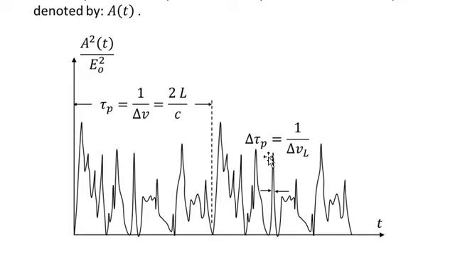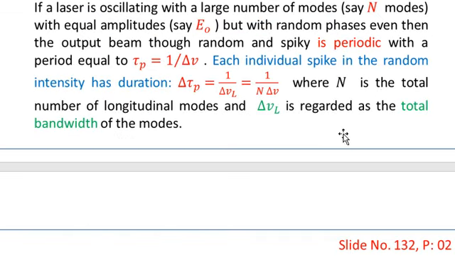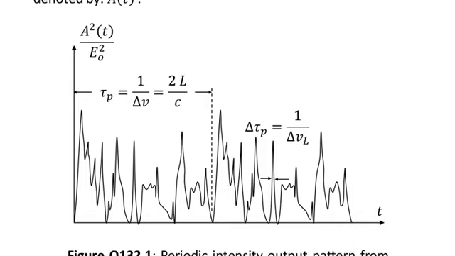And I have also shown you delta tau p. You can see over here that is the width of an individual spike. Delta tau p is equal to 1 over delta nu L, where delta nu L, you see that I have mentioned, is regarded as the total bandwidth of all the modes. So in other words, delta nu L is the total bandwidth of all the modes.